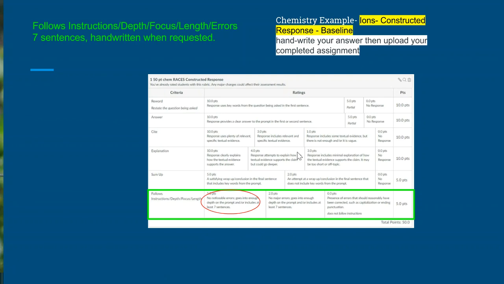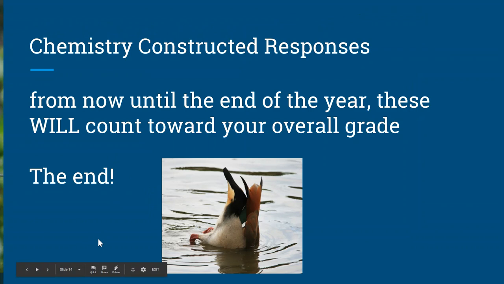This rubric won't change. This is the one we'll use all year long. So make sure you follow it and take your time. These are worth 50 points, so they should take time. Chemistry constructed responses from now until the end of the year will start counting towards your overall grade. So take them seriously. All right, the end.